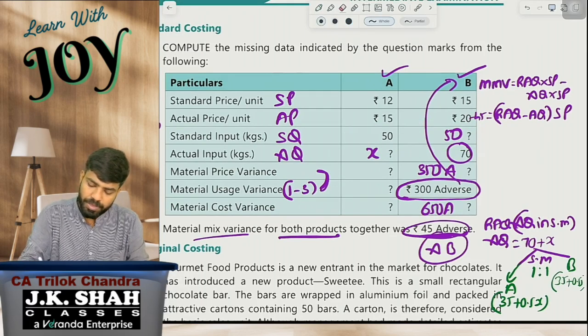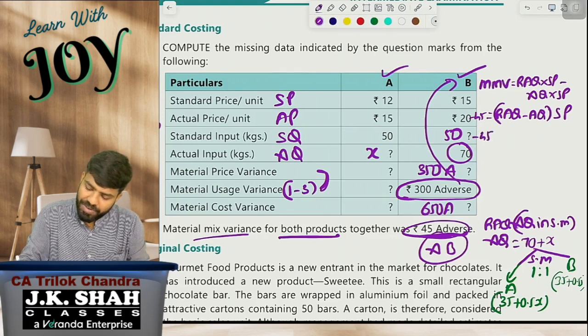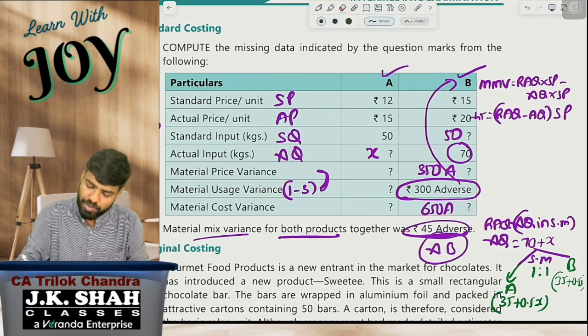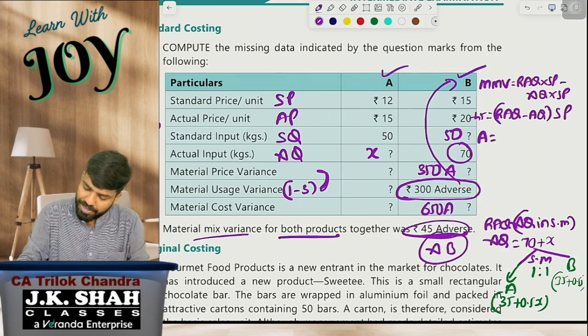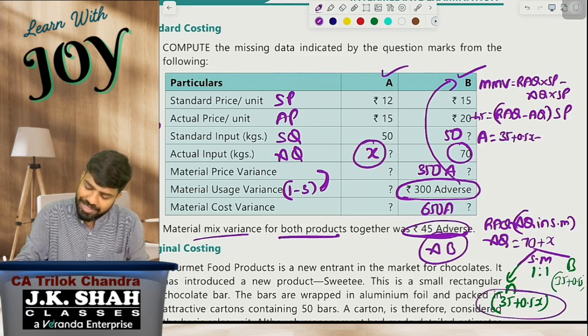See here. Let me write the full form. Minus 45 equals, revised actual quantity is 35 plus 0.5x minus actual quantity of A. Let me write A and B separately so that you will get the clarity. I'm writing it for A. When it comes to A, 35 plus 0.5x is the revised actual quantity, minus actual quantity is X. Actual quantity is X into standard price, 12 rupees.